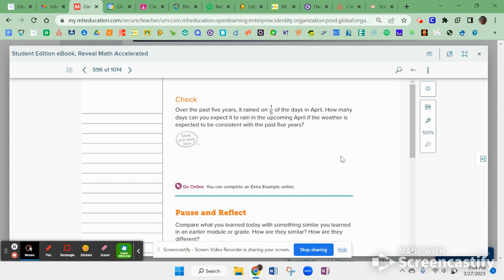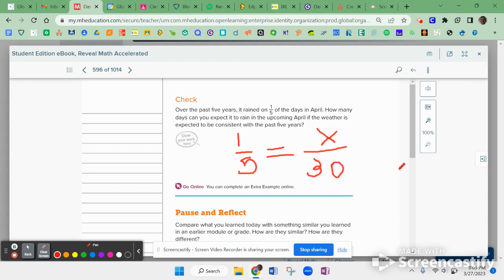So if we make a simple proportion with 1 out of 5 on one side, and then how many out of 30. This is great drawing, isn't it? Thank you. All right, and then we can solve that. We can do cross multiplication, but this one is just mental math. If we multiply by 6 and multiply by 6, we get 6 out of 30. So 6 days out of 30.